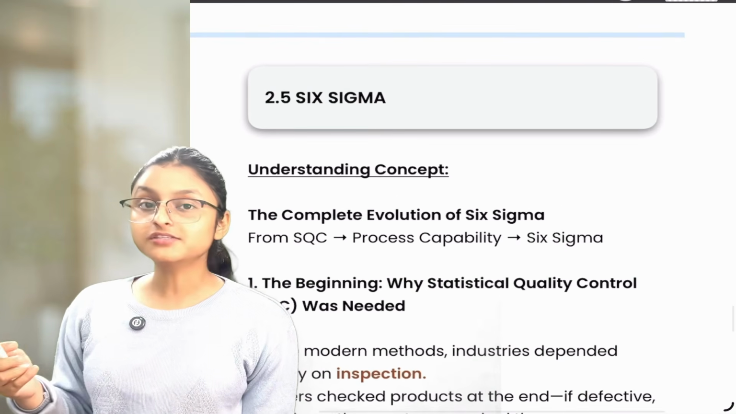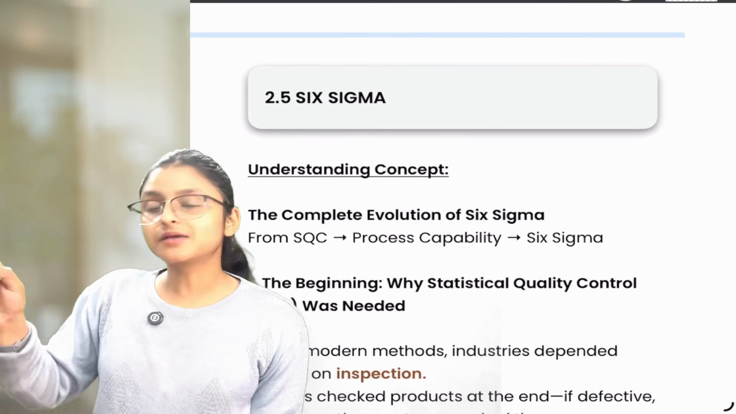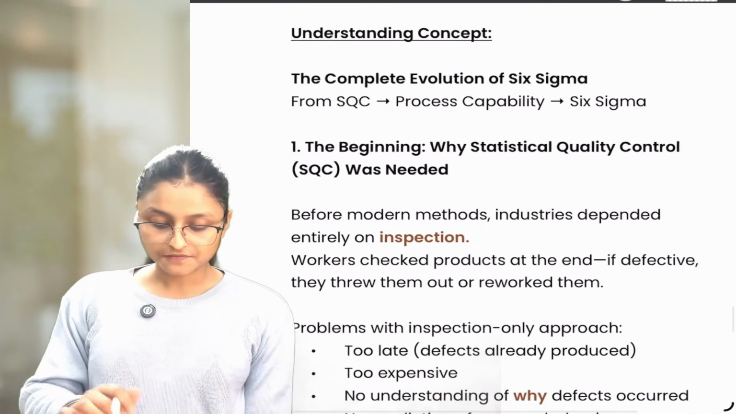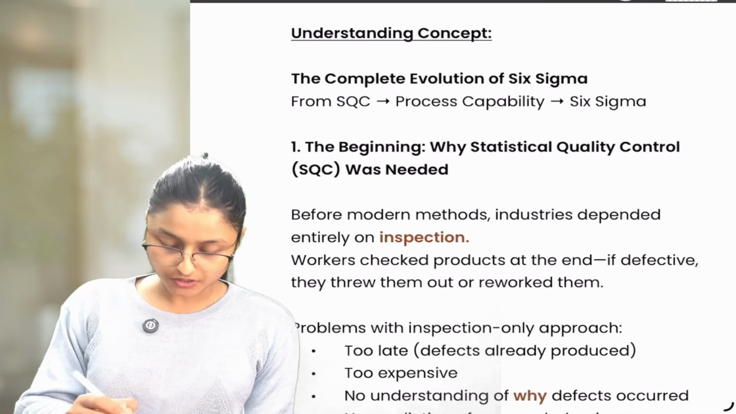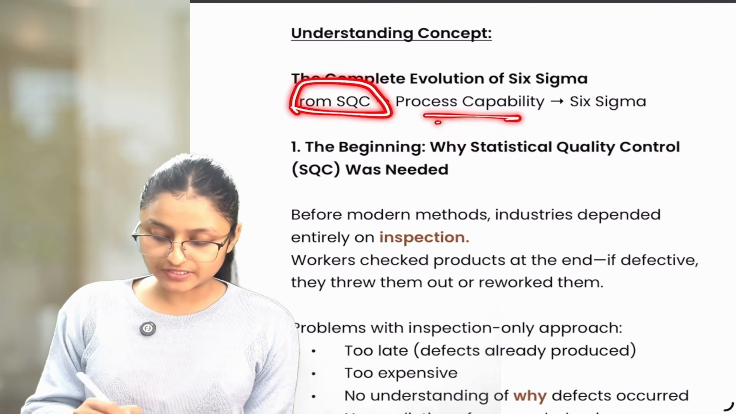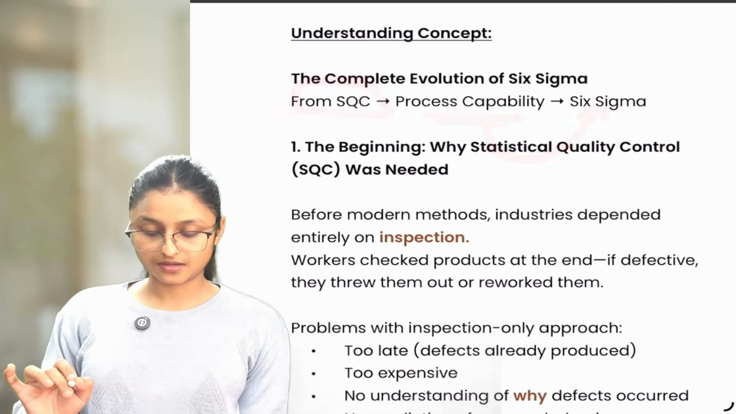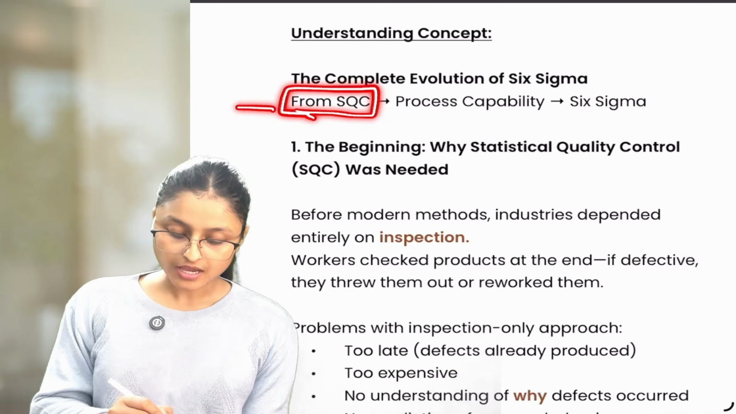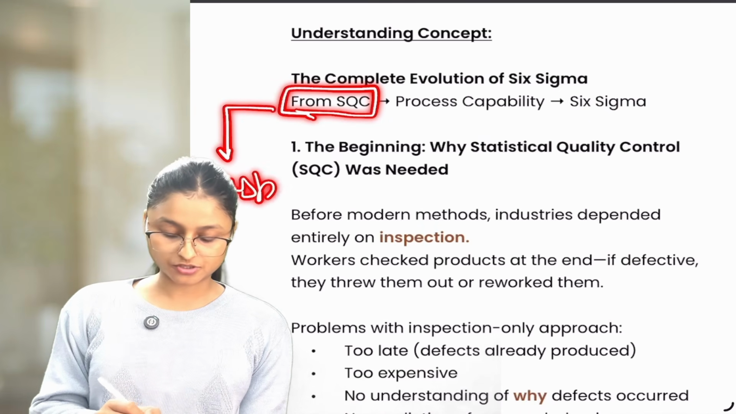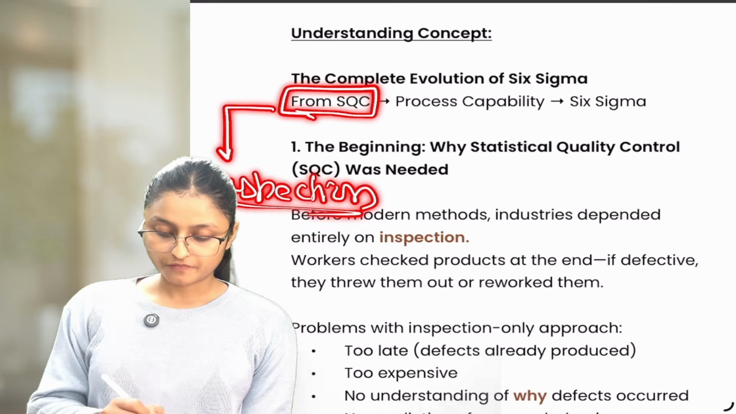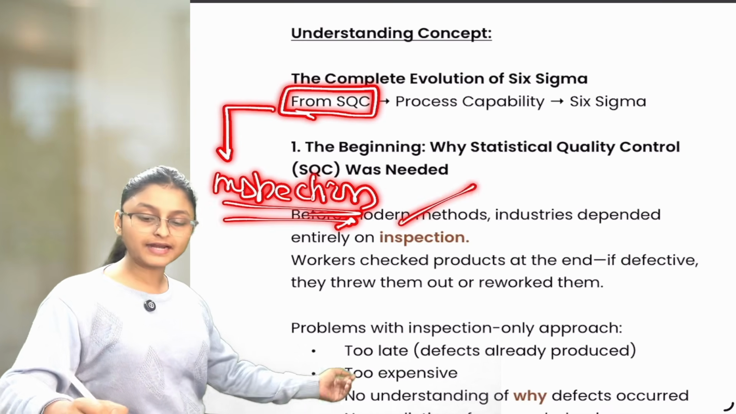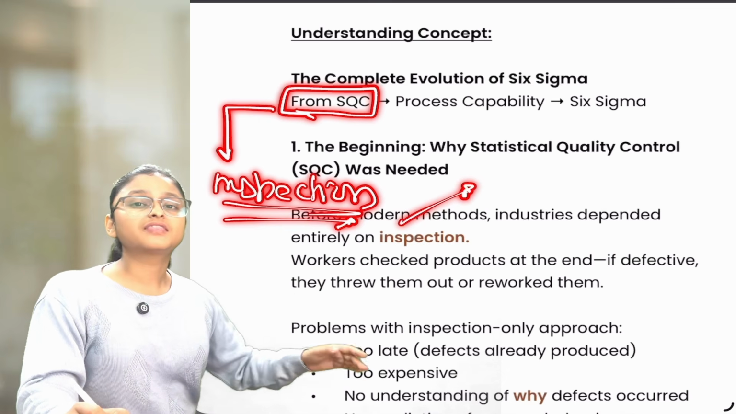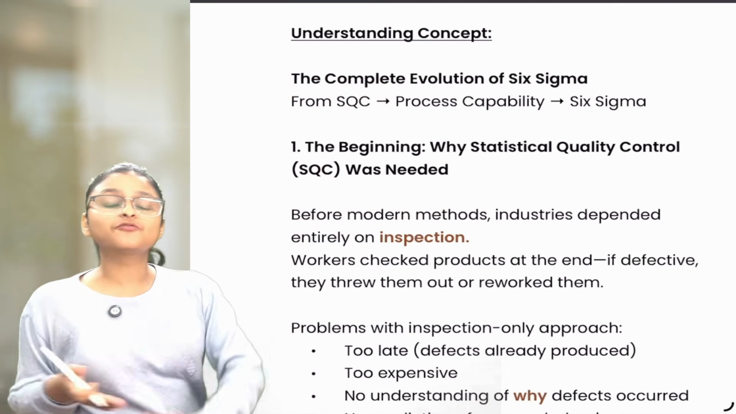So we are going to first understand how Six Sigma evolved with time. Before Six Sigma, we had statistical quality control, then came process capability, and then came Six Sigma. But before statistical quality control also, there was something known as inspection. So whenever someone said quality at that time, they were only referring to inspection that is done at the end when we have got the final product.